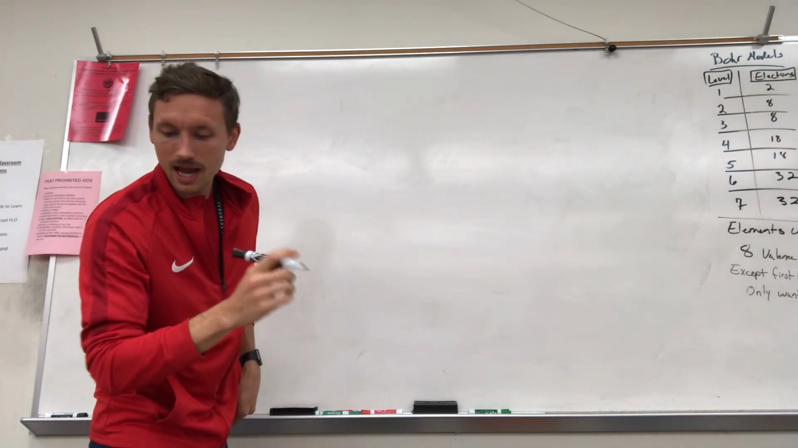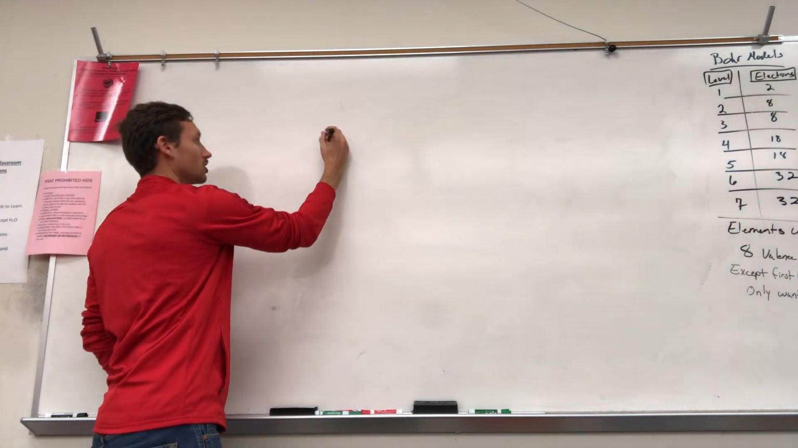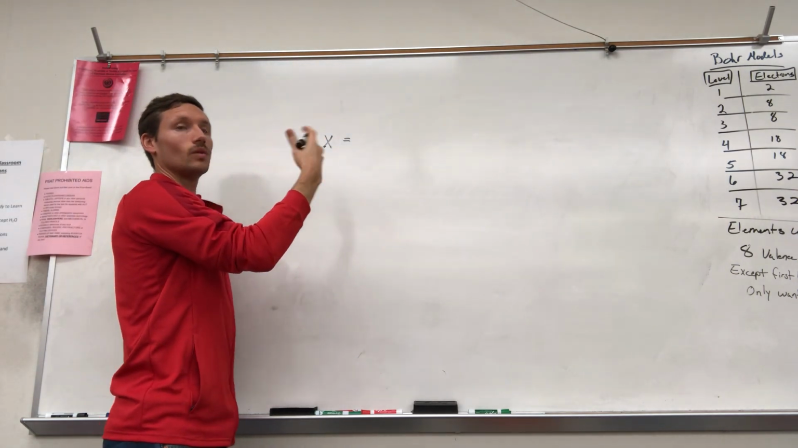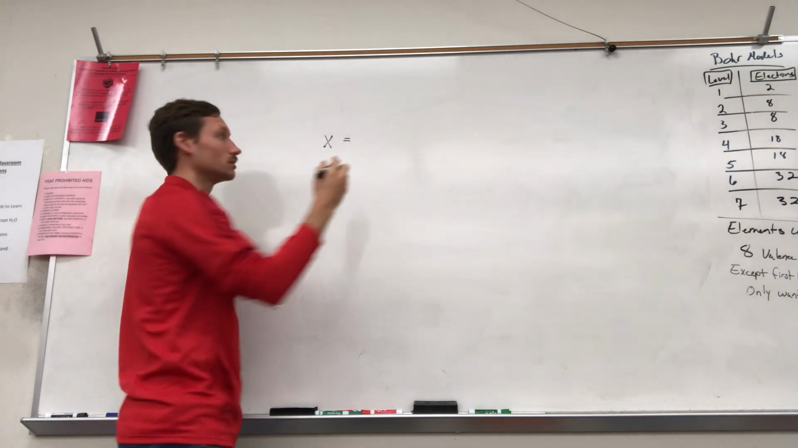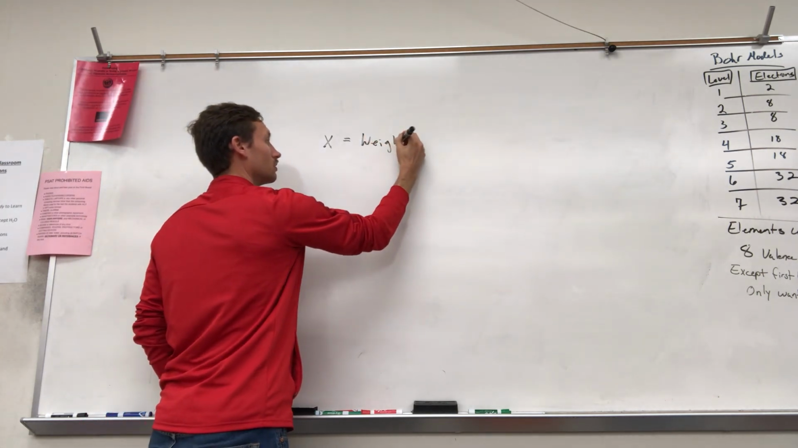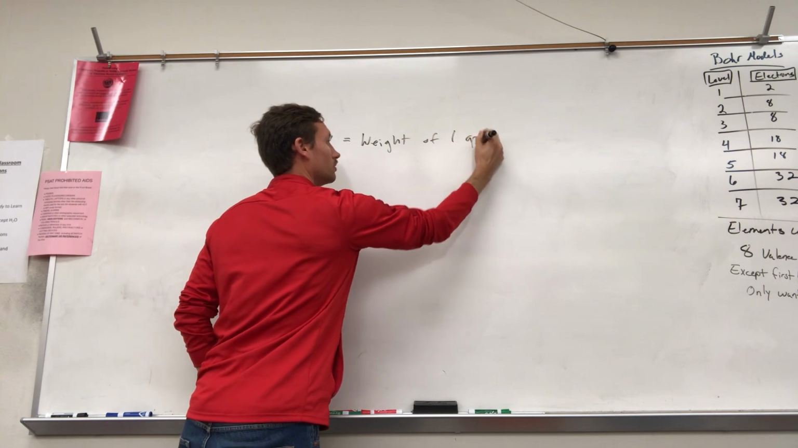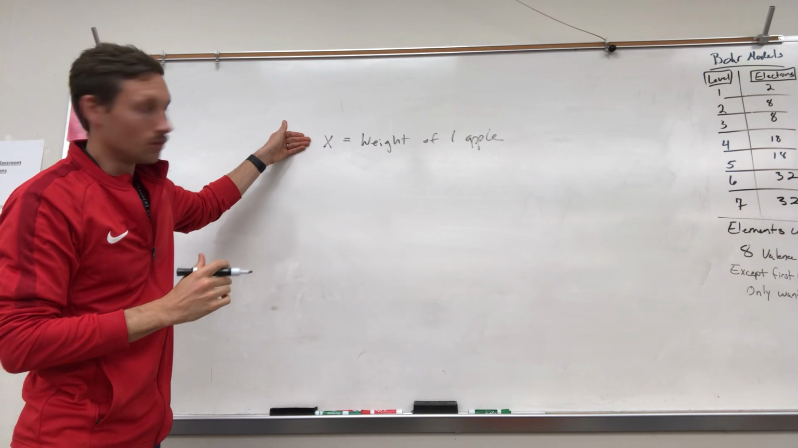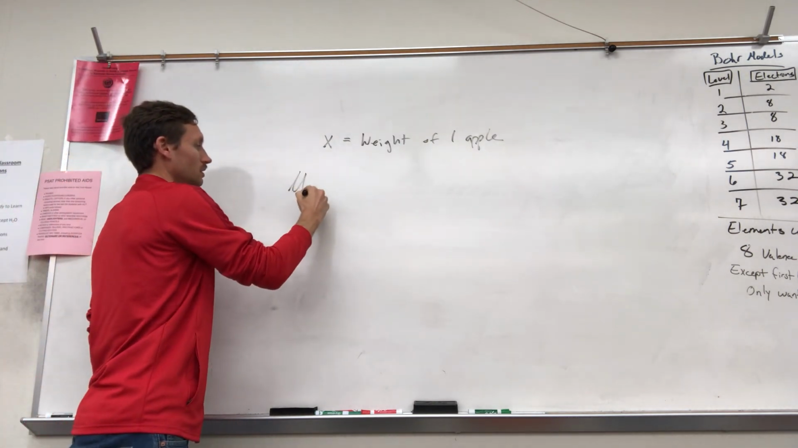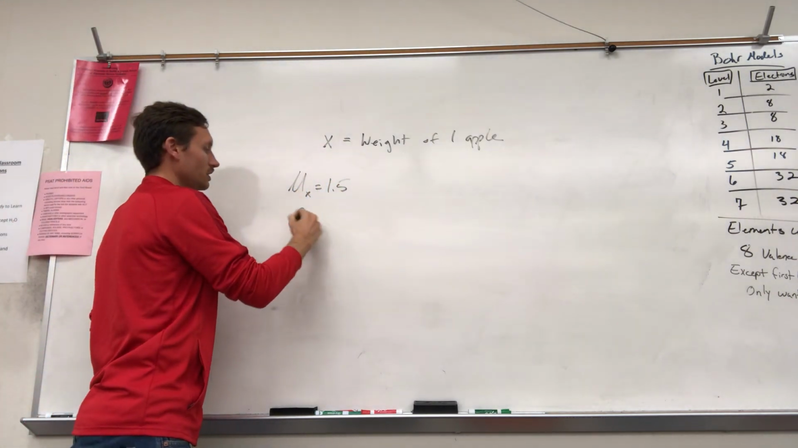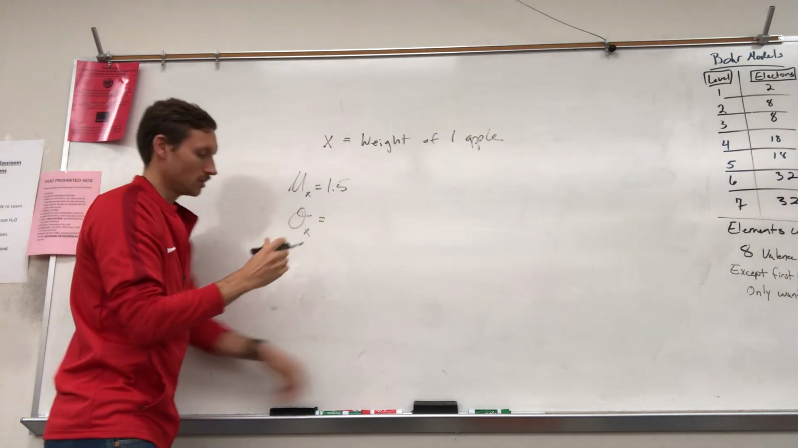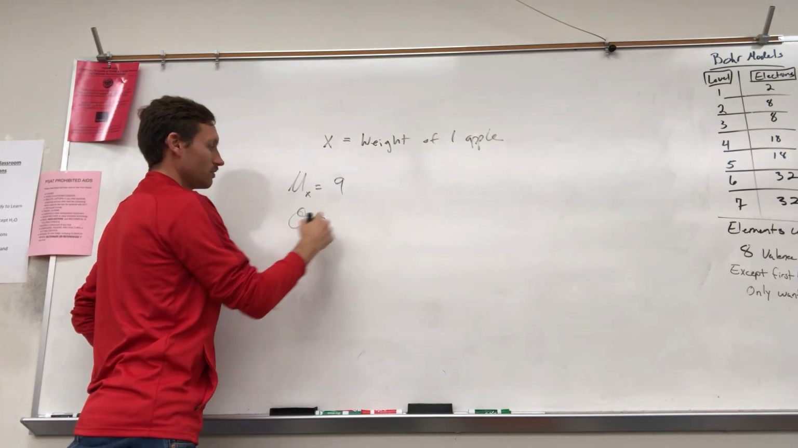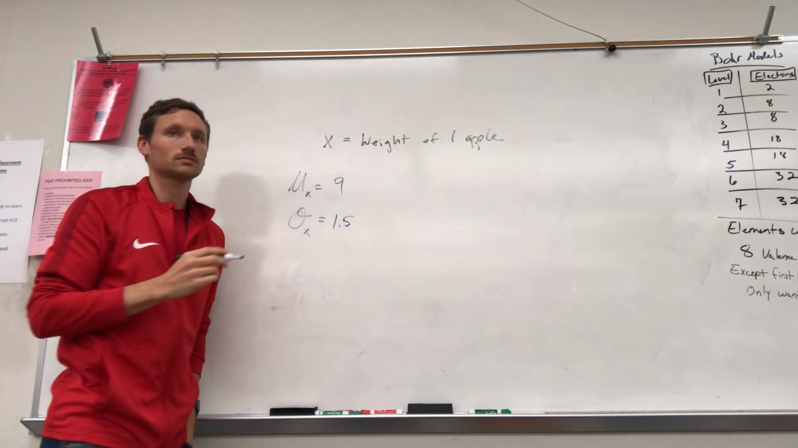The mean is 9 ounces, so let's call X the weight of one randomly selected apple. So weight of one apple. We know it's normal. The mean of X is 9 and the standard deviation is 1.5 ounces. I got that backwards earlier.